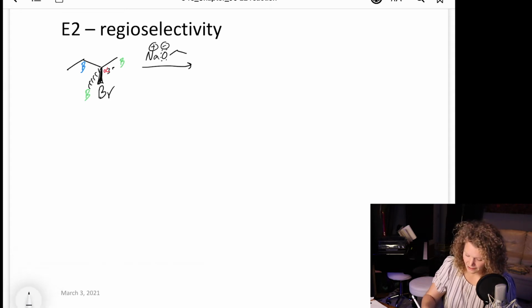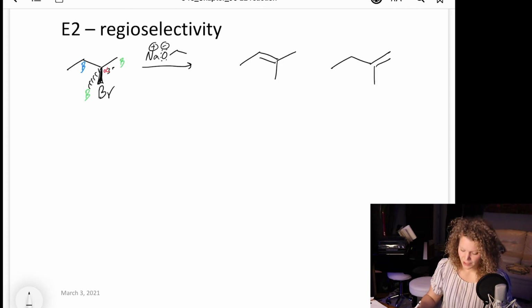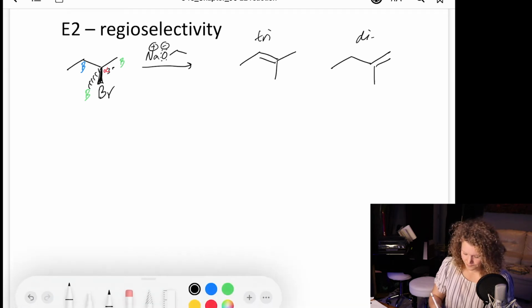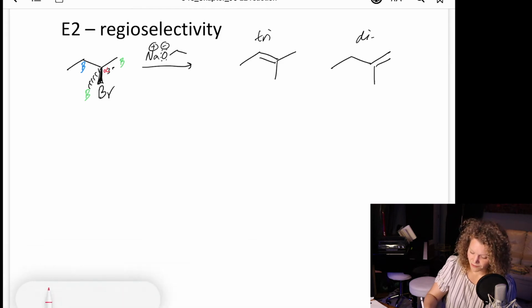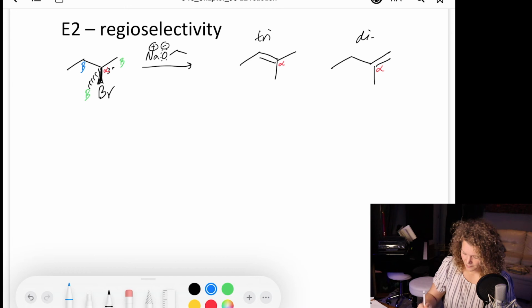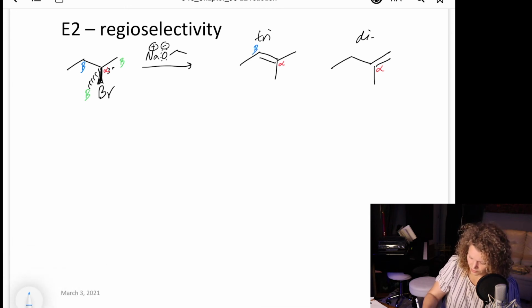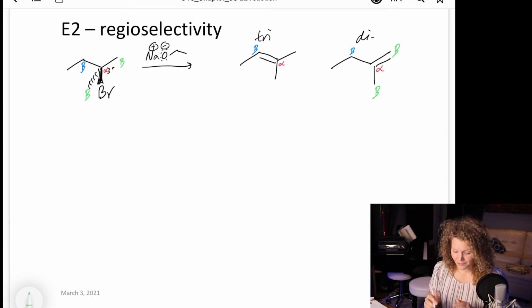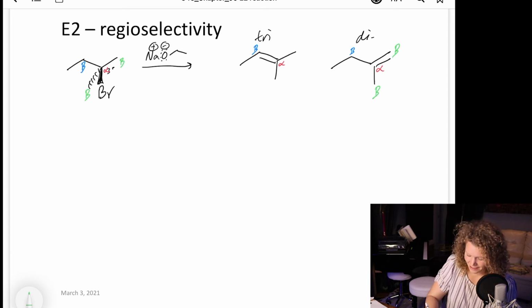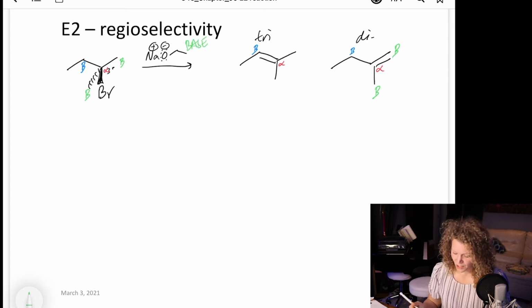I'm going to draw the two products. The two differences between these alkenes is one is tri-substituted and this one's di-substituted. Our alpha carbon was here. That was our alpha carbon, right? And our beta carbon was here. There's our blue beta carbon. And I'm going to draw in the green beta carbons too. All right, so what's the difference between these two? Well, it depended on which beta carbon this base plucked off a proton. Notice here that the one that's tri-substituted used the blue beta carbon, and the one that's di-substituted pulled a proton from one of the green beta carbons.